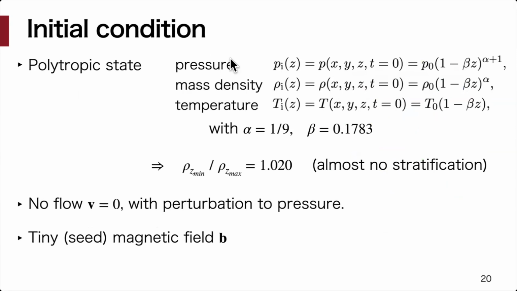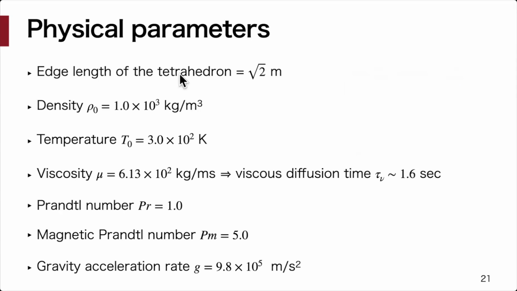As for the initial condition, we assume the so-called polytropic state with these parameters, and this parameter means the density contrast between the top and bottom of the tetrahedron is very small, so there is almost no stratification. So we can ignore the stratification effect or compressibility effect. In the initial condition, there's no flow, but it is unstable when we put in a sufficiently high temperature gradient. And we put random perturbation to pressure with a tiny seed magnetic field. And this seed field will be amplified if the dynamo is operating in this system. These are the physical parameters.